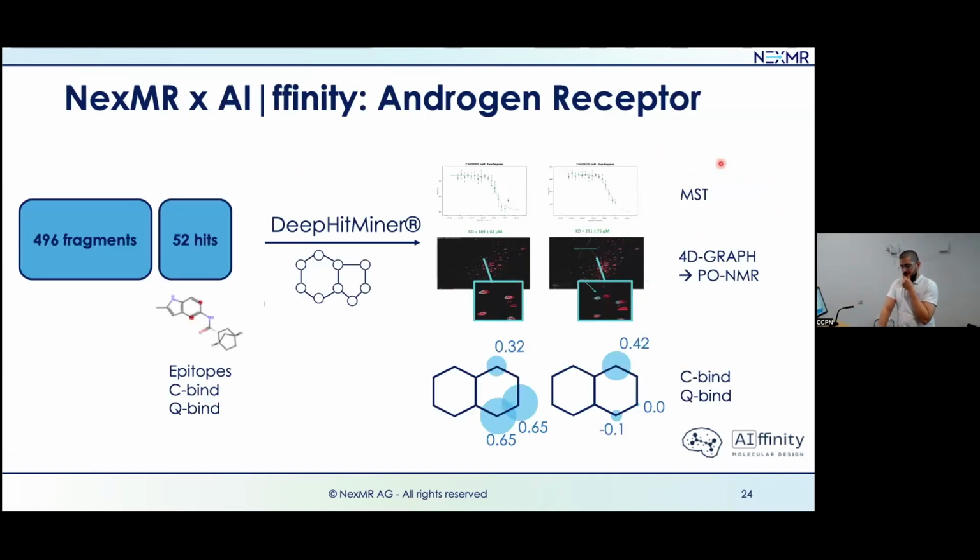All right, so what we did is that we now have a bigger library. We started to screen about 500 fragments. We found 52 hits. We got epitopes.